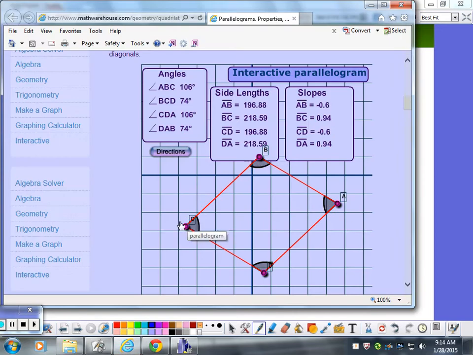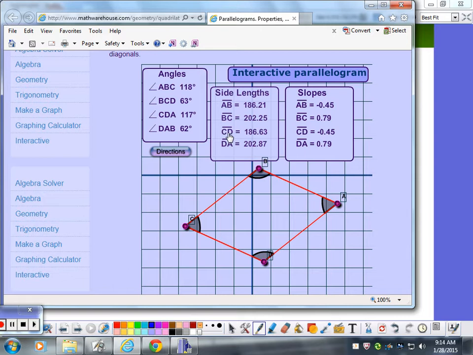And I found this little website. You can kind of play with it. This is a parallelogram. So if I mess with this, AB and CD are congruent. You can see the same way, BC and DA, opposite sides, congruent. The angles, opposite angles, wow, that's 180. That's strange, they should be congruent. Opposite angles should be congruent.